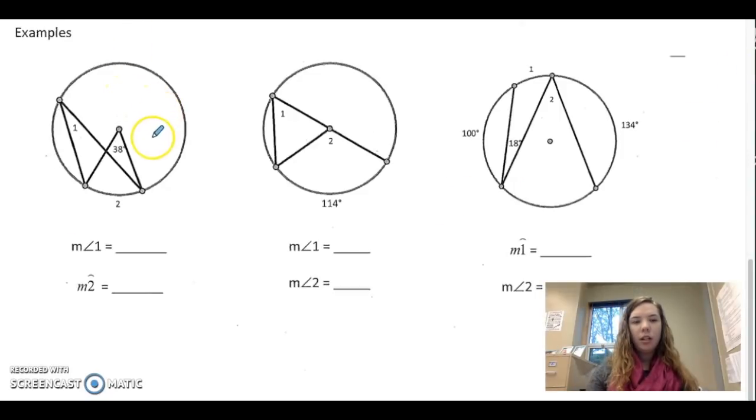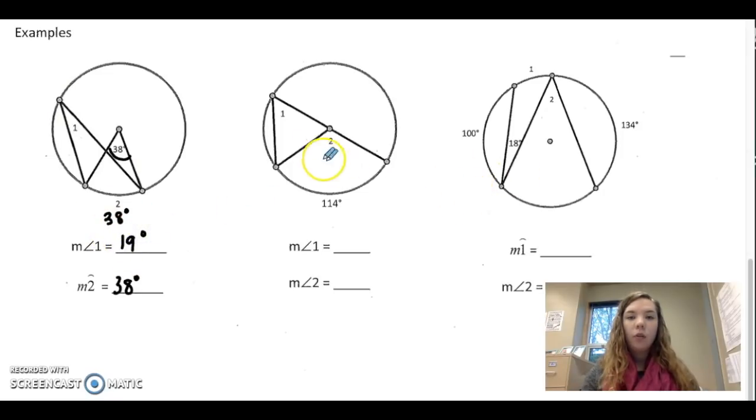All right, so starting down here are some examples. You need to be careful on the difference between a central angle and an inscribed angle. This 38 is a central angle, and we learned that central angles have the same measure as their arc. So down here is 38, the measure of the arc. Now this is an inscribed angle, so it's half of this measure. Half of 38 gives us 19.